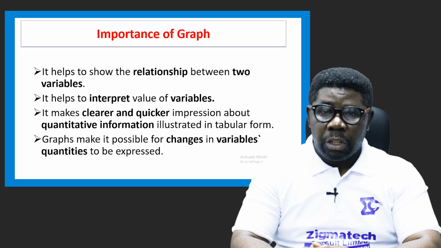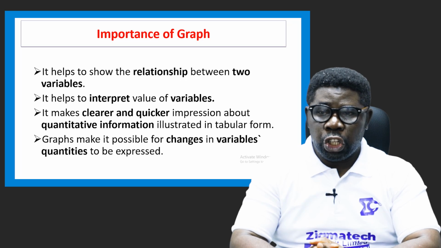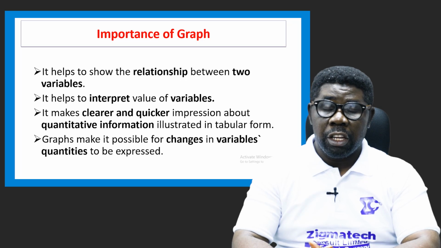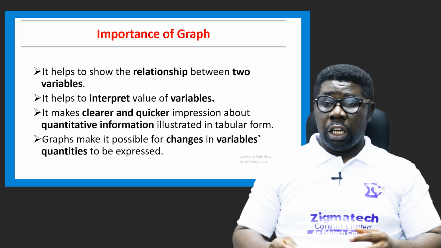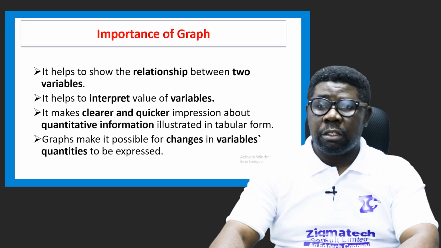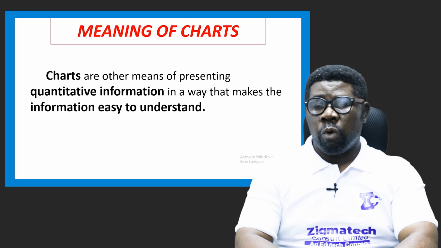Yes. Then graph makes it possible for changes in variables or quantities to be observed or expressed. You can see it clearly. The pictures are there, the numbers are there. It gives you a clear picture of how variables change over time, all right? Then what are charts?